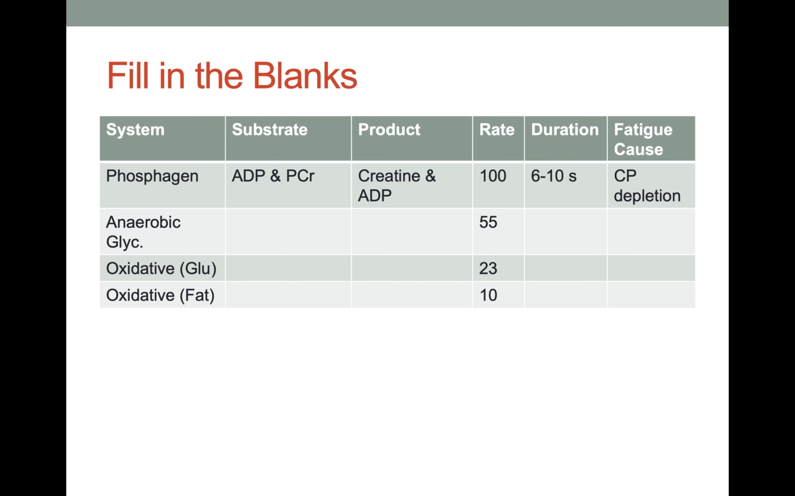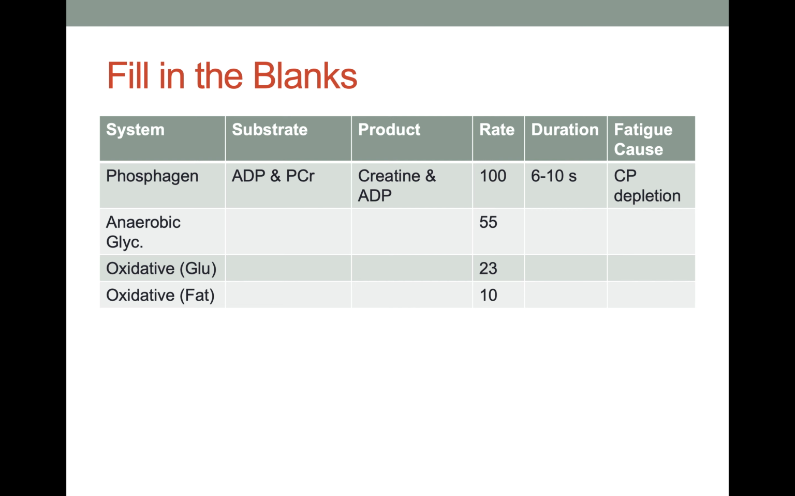Let's fill in these blanks. So here we have our 4 systems: the phosphagen system, anaerobic glycolysis, the oxidation of glucose, so aerobic glycolysis, and the oxidation of fat, beta-oxidation. Our substrates for anaerobic glycolysis, write this down, complete this chart, it's going to be very useful, are glucose and glycogen. Our product is lactate.